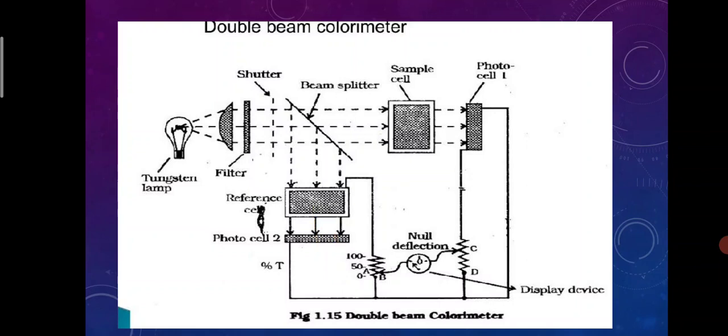After that, the reference cell output and the sample cell output are compared and verified by using this photocell. The photocell output is recorded by using these readout devices. This is a double beam colorimeter.